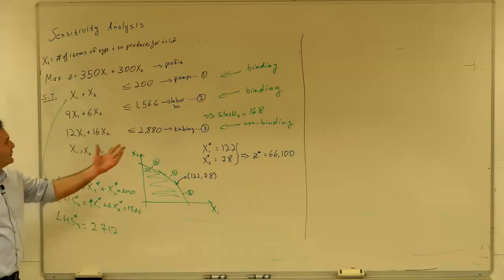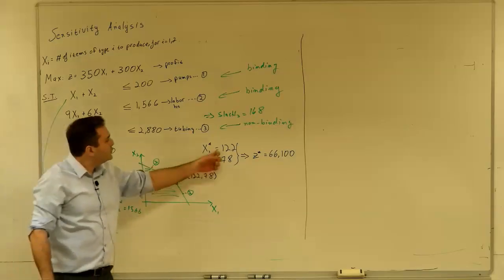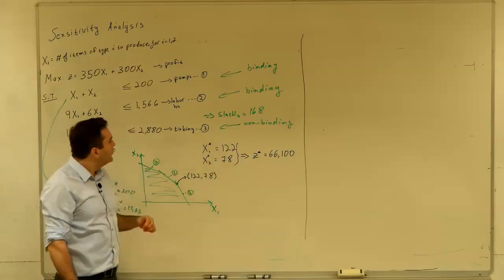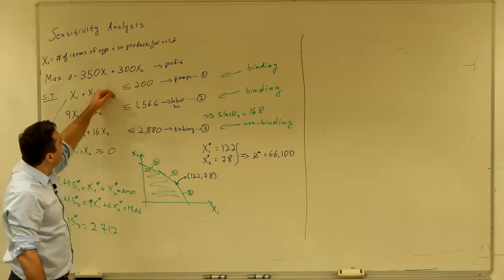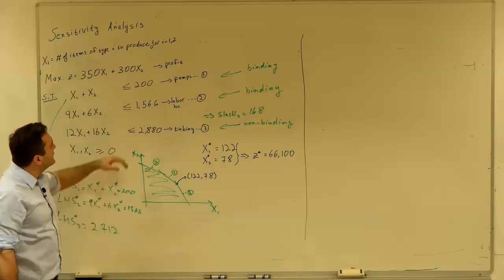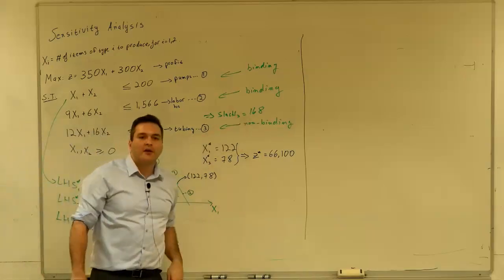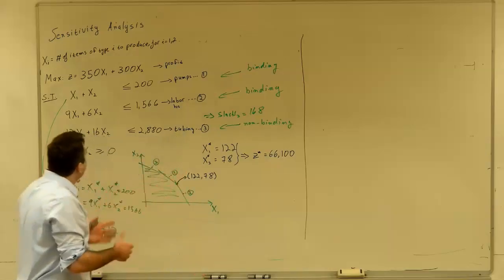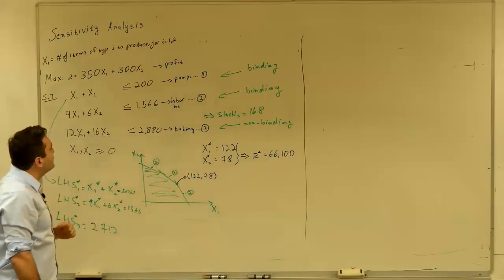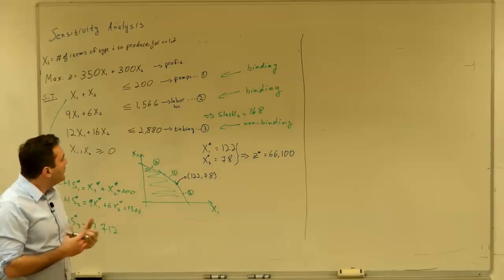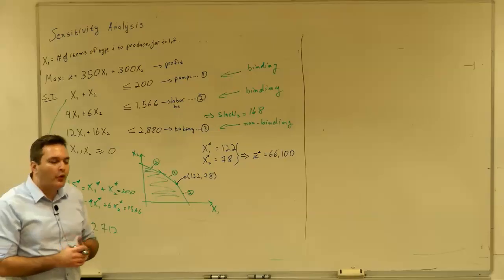And what this represents physically is that when I produce 122 items of product 1 and 78 items of product 2, I will utilize all my pumps, the slack is 0, I will utilize all my labor hours, but I will have 168 additional feet of tubing. And really, if you think about it, a binding constraint should have slack of 0. I would expect it to have slack of 0. And non-binding constraints would have a positive slack.